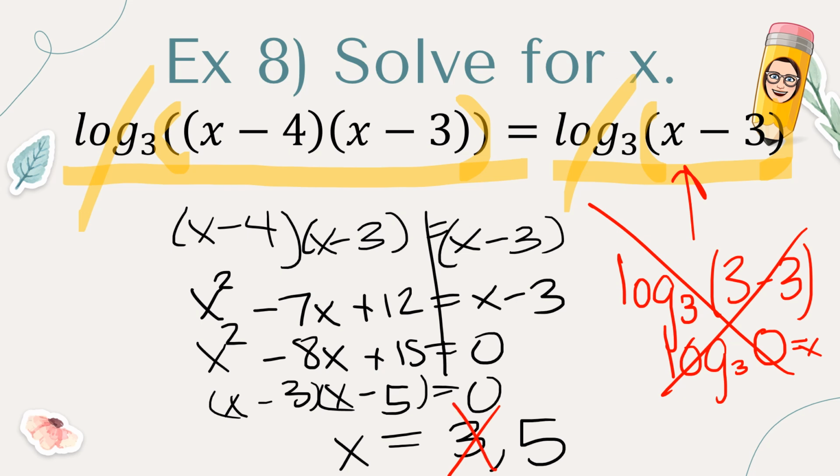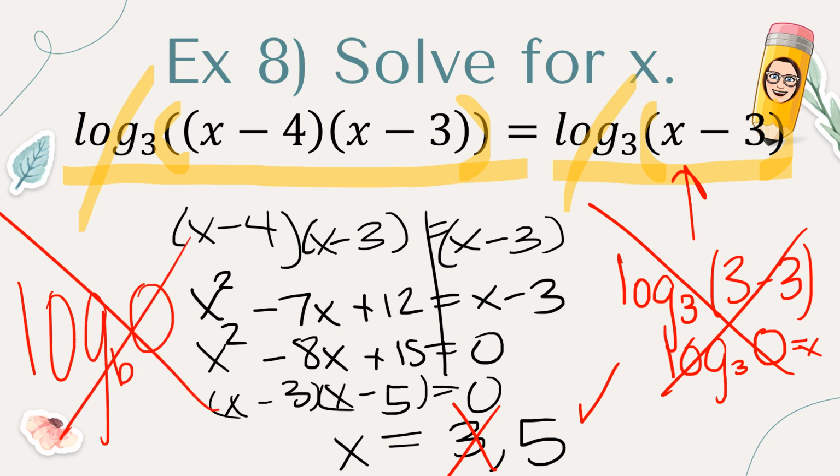Now, if I check 5, well, 5 minus 3 is 2. That works. And if I put 5 into the left side, that'd be 1 times 2, which is still 2, and it would work. So we're good to go with the 5. So maybe make some kind of note. Can't take log base of 0. It's not okay. It doesn't work.